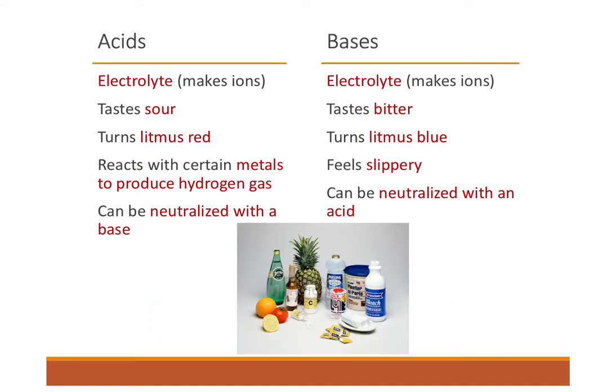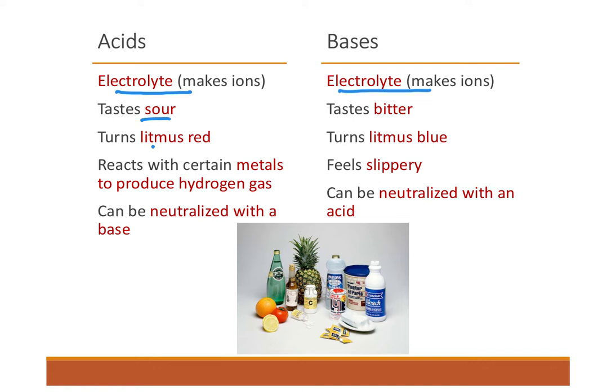Along with the ability to donate or accept a hydrogen ion, acids and bases have other distinct properties. Because they both form ions, they are both electrolytes. That means they can allow an electric current to flow through the aqueous solution that contains that acid or base. Acids taste sour to our tongue, and we actually like a little bit of acid in many foods. Both fruit juices and sour candies are sour due to the acid content.